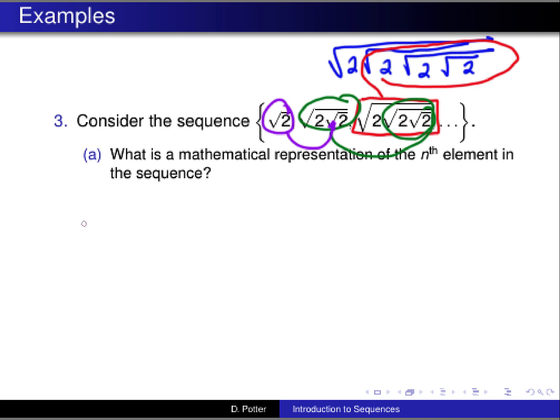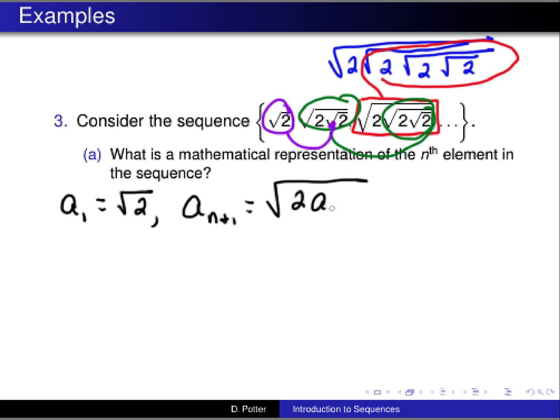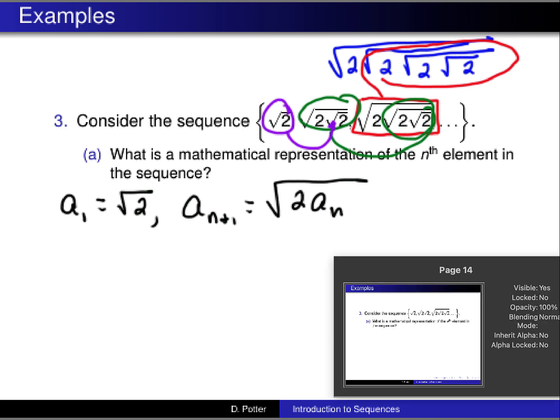So this sets itself up, I think, for a very natural recursive definition, where I'd say a sub 1 is equal to square root of 2, and a sub n plus 1 is equal to square root of 2 a sub n. The 2 times whatever the previous one. So that would be, to me, a very natural definition. We may see in a second it's not the best one, but it's the one I would start with.